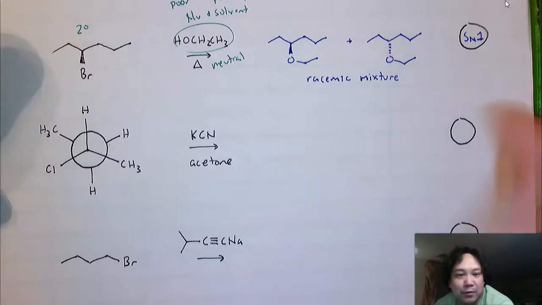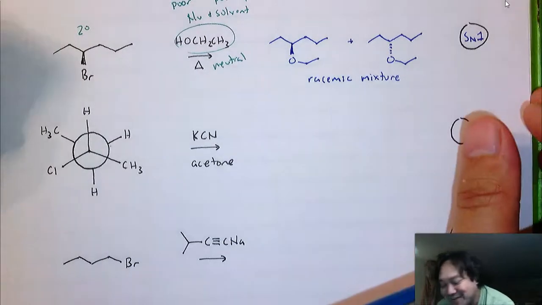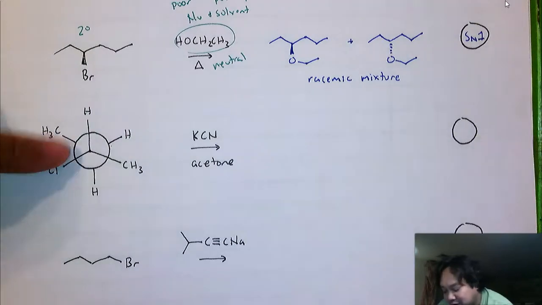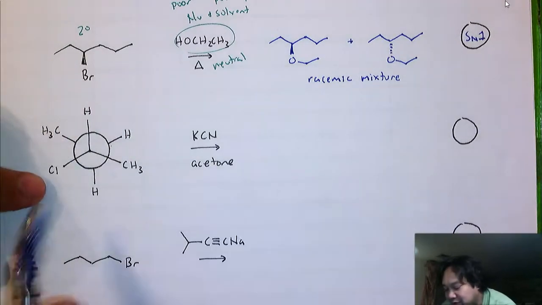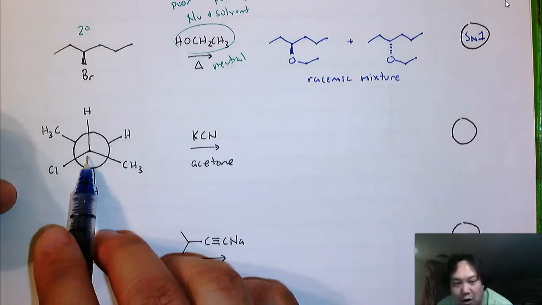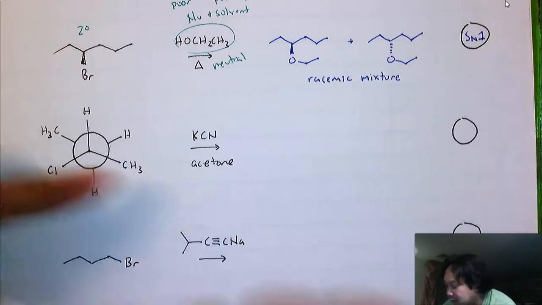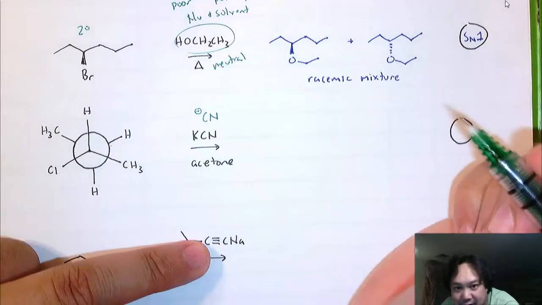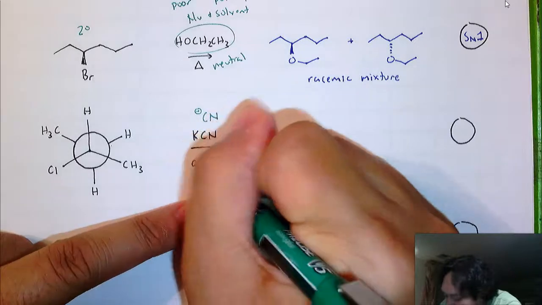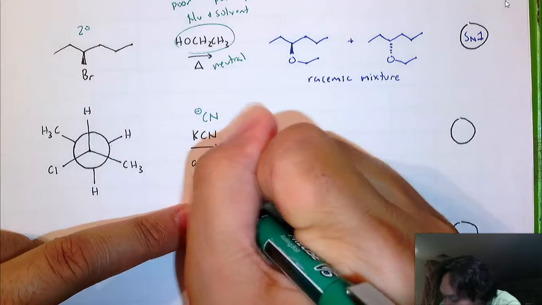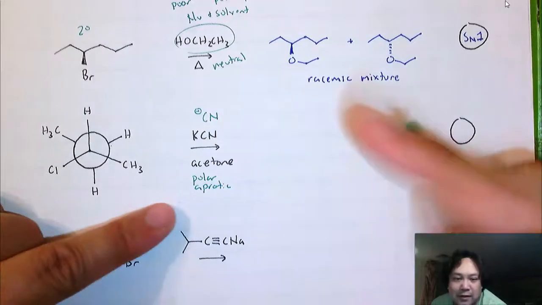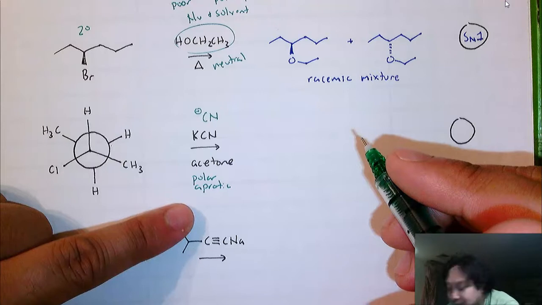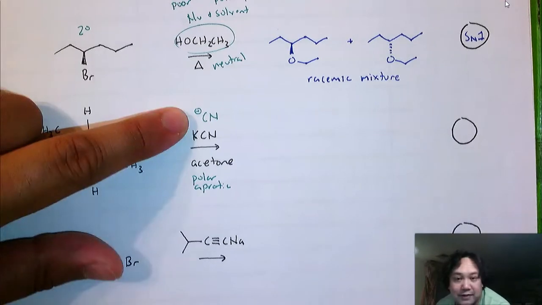Here's the one that we don't have to panic about, okay? Now sure, we could draw out the line structure, but when we draw out the line structure, we would have to figure out if this is R or S, because what this is telling me is that we have a very good nucleophile, cyanide, and we have a polar aprotic solvent, which in the previous video I explained why it favors SN2, and good nucleophiles favor SN2.